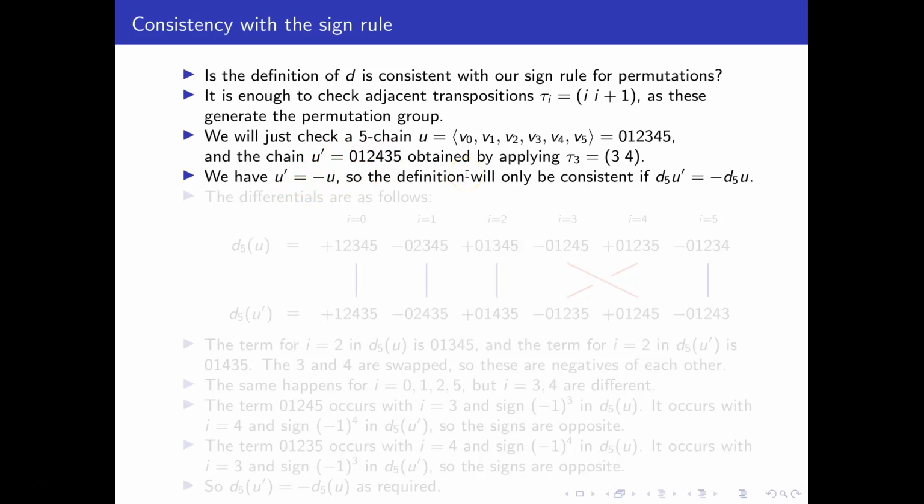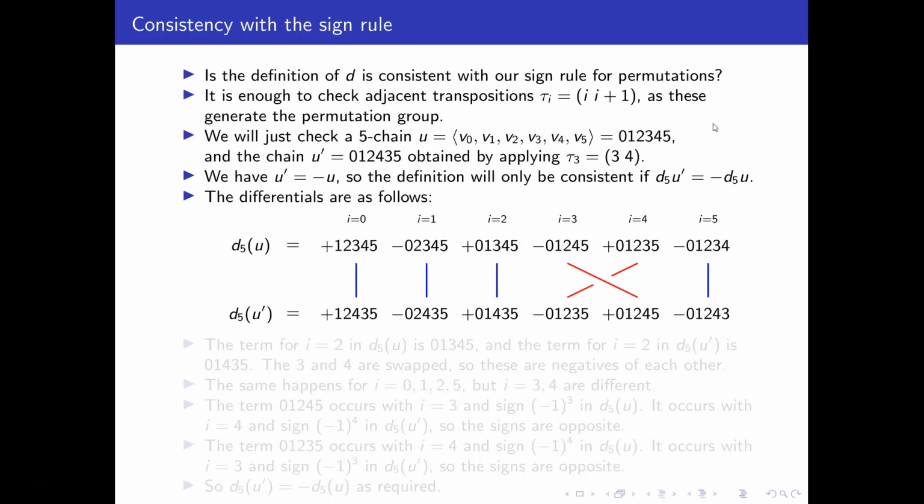And so if everything fits together properly, then if we apply our rule for D5 to U prime, we ought to get the negative of D5 applied to U. So let's check that out. Okay, so here's D5U. U is 0, 1, 2, 3, 4, 5. So here we get the one with the 0 missing, then with the 1 missing, the 2 missing, here with the 3 missing, here with the 4 missing, here with the 5 missing.